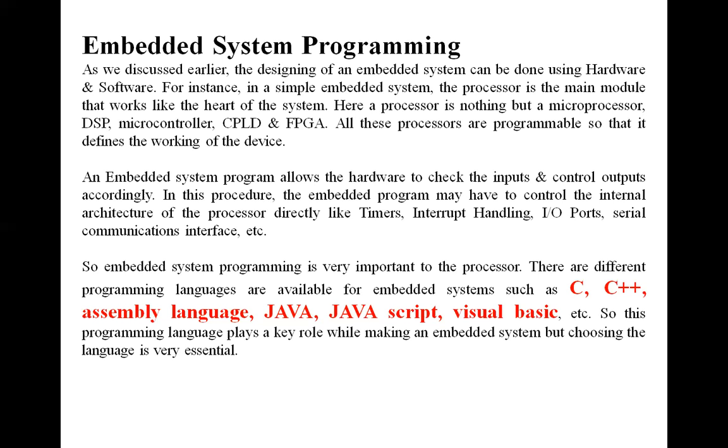Whenever you talk about an embedded system, there are two things, hardware and software. Hardware is called the main module. It will help you to execute the entire thing, so it is considered the heart of the system. Here a processor is nothing but a microprocessor or DSP or microcontroller or CPLD or FPGA. You already learned all these things.